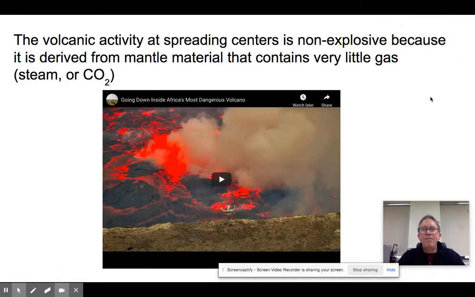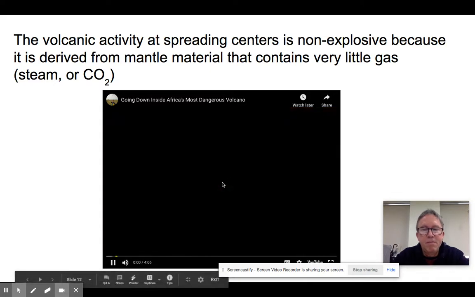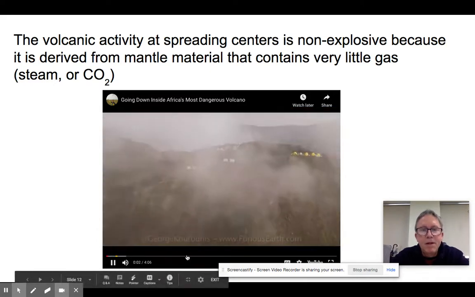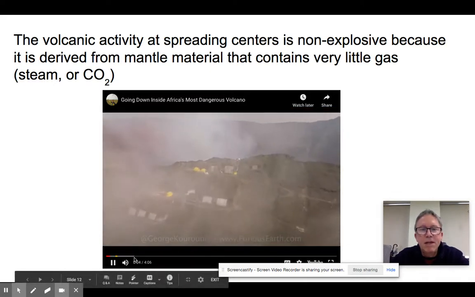Okay, now this is a film from one of the African rift volcanoes. I believe this one is Nyiragongo. And my son actually hiked this. This is in the Democratic Republic of Congo, and that's quite something here. I just wanted to show you this, and we'll do it as a narration.